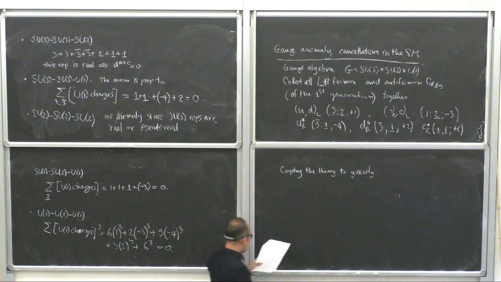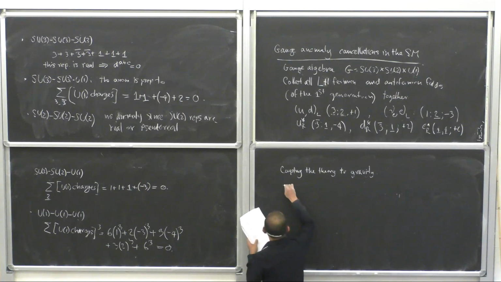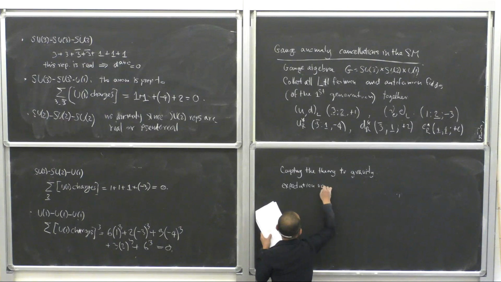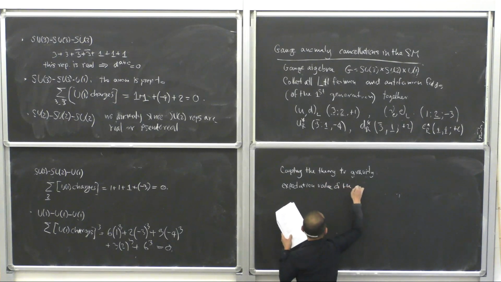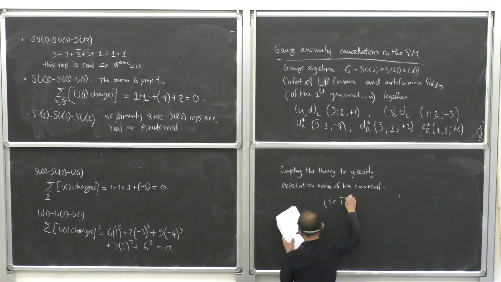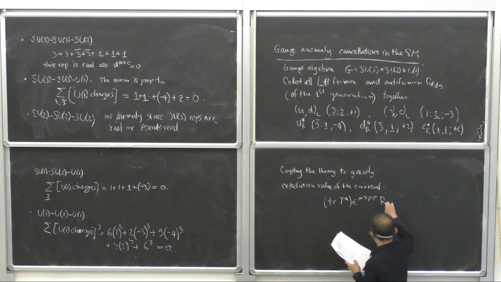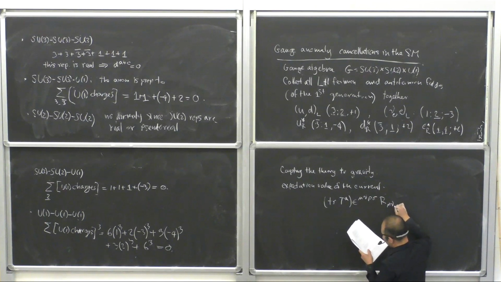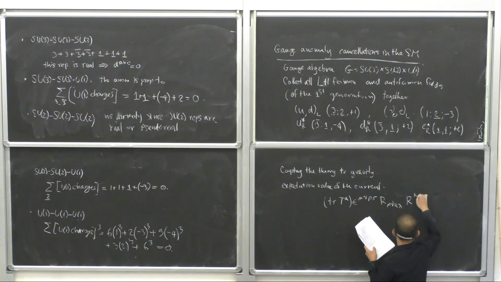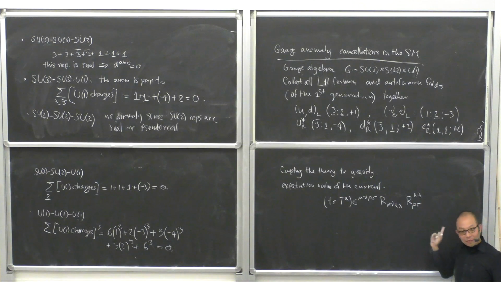So if you couple the theory to gravity, and if you compute the expectation value of the current, you will have terms like this: trace of T^A, epsilon^{mu nu rho sigma}. This is the curvature, R_{kappa lambda rho sigma}. If you couple to gravity, you can have this term.